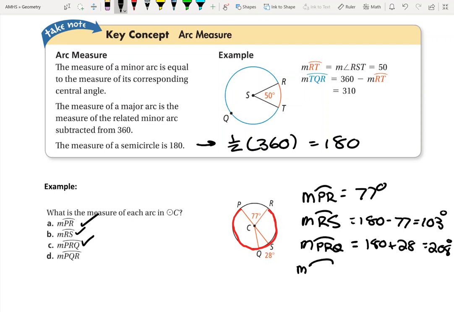So the measure of arc PQR is going to be 360 minus 77. Let me do that subtraction, 360 minus 77. I get 283 degrees.